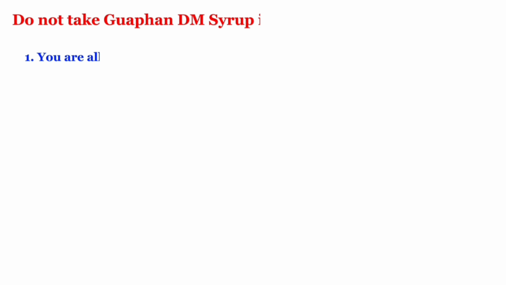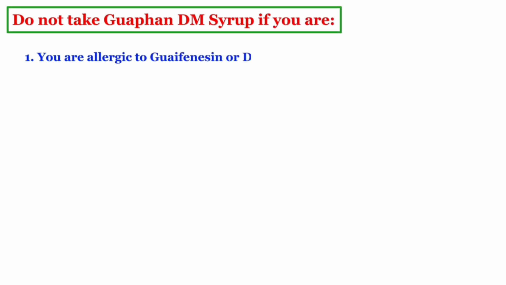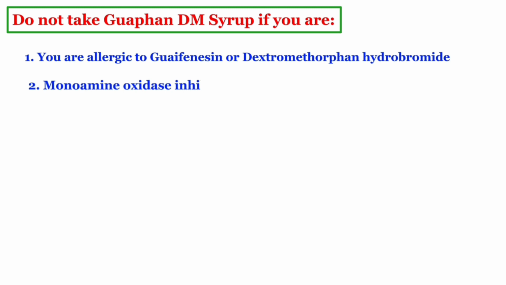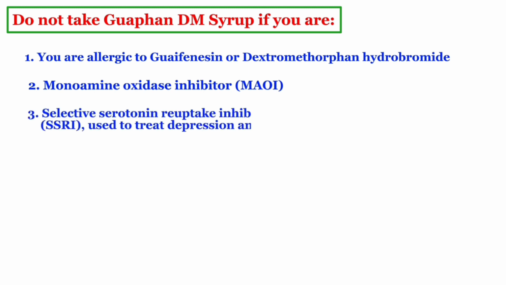Do not take Guaphan DM Syrup if: 1. You are allergic or hypersensitive to guaifenesin, dextromethorphan hydrobromide, or any of the other ingredients of this medicine. 2. You are currently taking a prescription monoamine oxidase inhibitor, MAOI, used to treat depression and Parkinson's disease, or have taken this medicine in the last 14 days. 3. You are currently taking a selective serotonin reuptake inhibitor, SSRI, used to treat depression and anxiety, or have taken this medicine in the last 14 days.